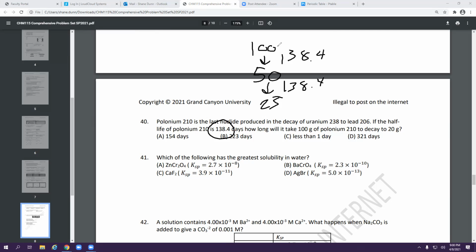Okay, do you see this? So automatically, I can eliminate A and C, right? Because I have to add these both up to get how many days it would take to get from 100 to 20 grams. You can logically think about this. So what's 138 plus 138? Is that bigger than B? The only leftover answer is D.